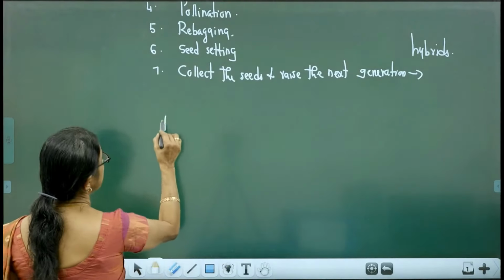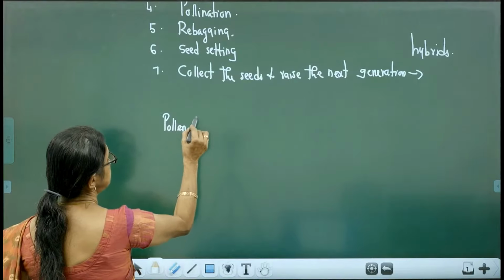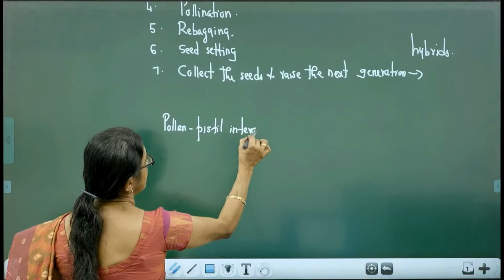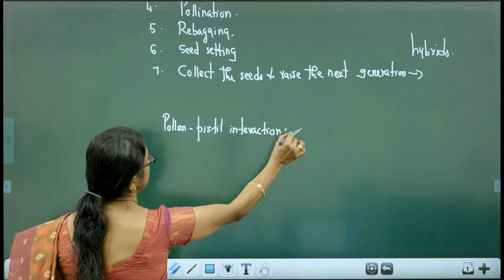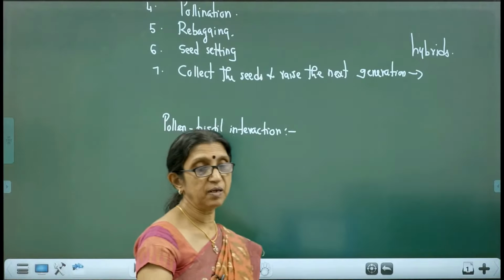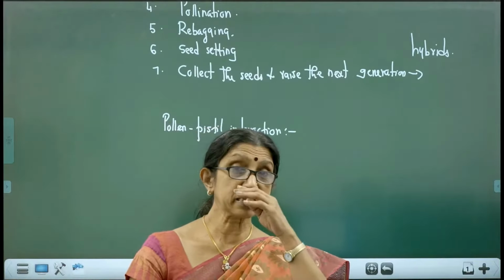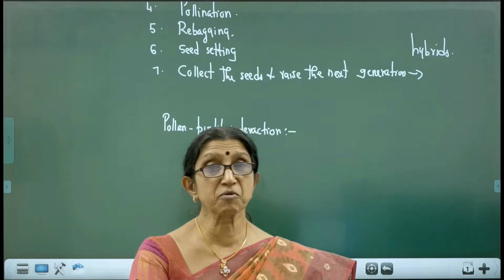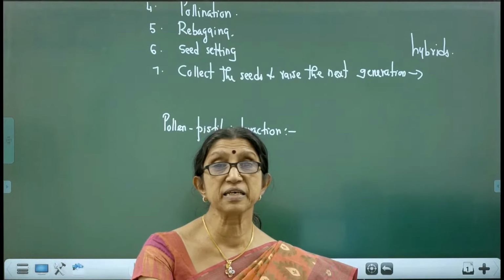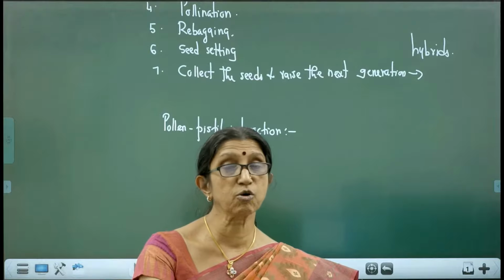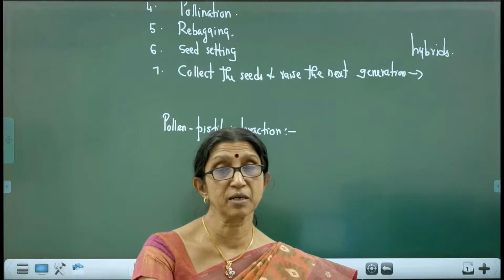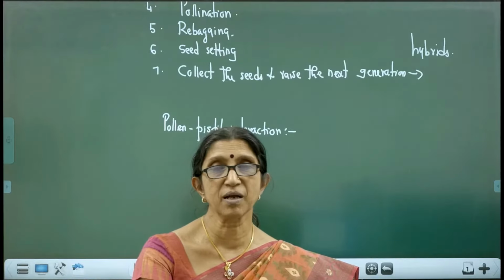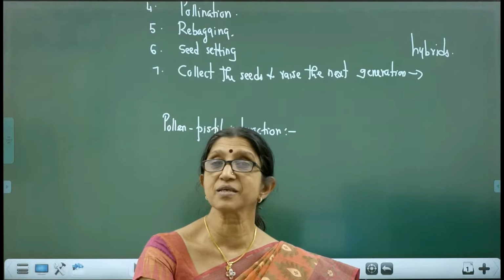So next is pollen pistil interaction. After pollination, we can see some reaction occurring between the proteins of the pollen and the stigma to see whether that particular pollen is matching, that is, compatible or non-compatible. That is through a reaction between proteins of the pollen and that of the stigma, and it is the beginning of the pollen pistil interaction.